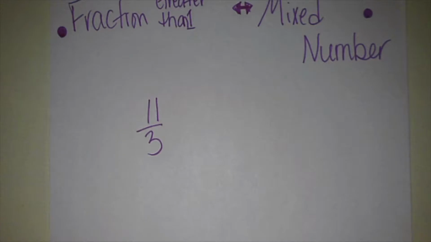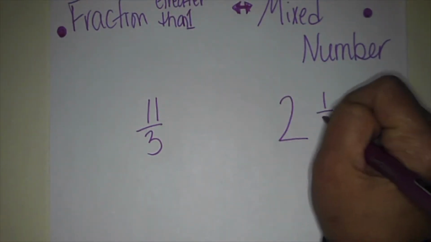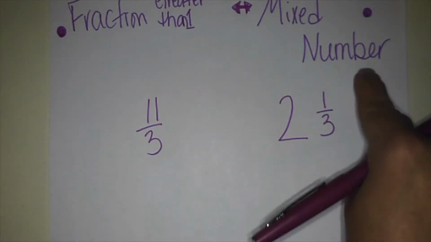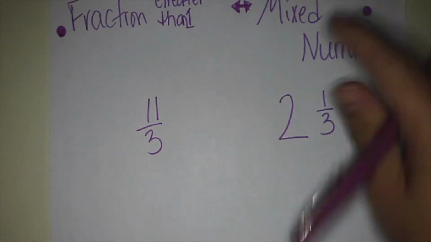A mixed number is a number where you have a whole number and a fraction. So it's mixed. 2 wholes and another 1/3 will give me a mixed number. So how do we go back and forth between these two things?